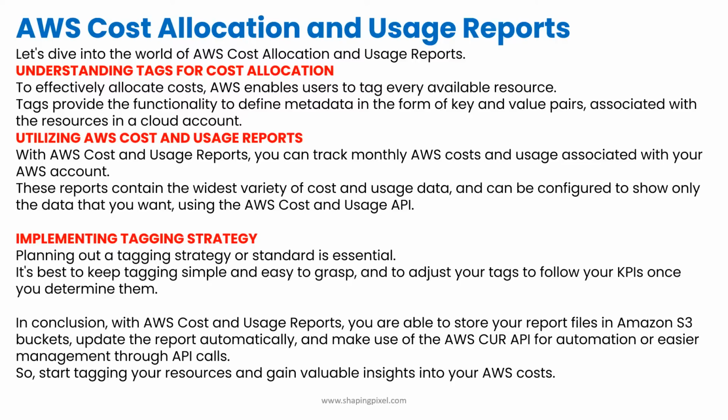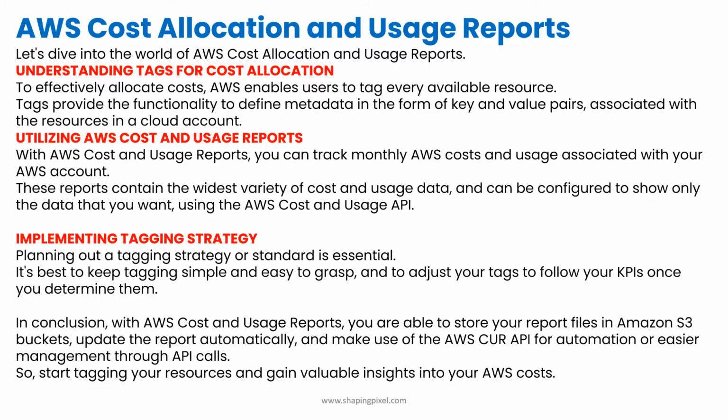With AWS cost and usage reports, you can track monthly AWS cost and usage associated with your AWS account. These reports contain the widest variety of cost and usage data and can be configured to show only the data that you want using the AWS cost and usage API. So planning out a tagging strategy or standard is essential. It's best to keep tagging simple and easy to grasp and to adjust your tags to follow your KPIs once you determine them.